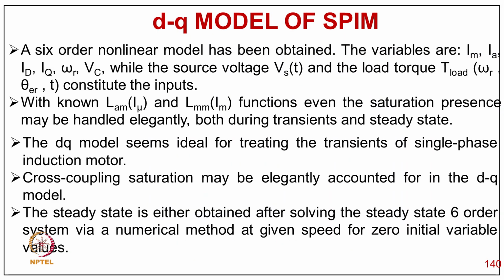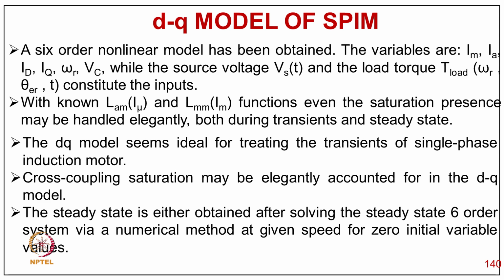So a sixth order nonlinear model has been obtained. The variables are Im, Ia, Id, Iq, omega r, Vc, while the source voltage Vs and the load torque, equal to omega r as a function of theta r t, constitute the two inputs, with the known Lm as a function of magnetizing current Imu and the Lmm as a function of Im.